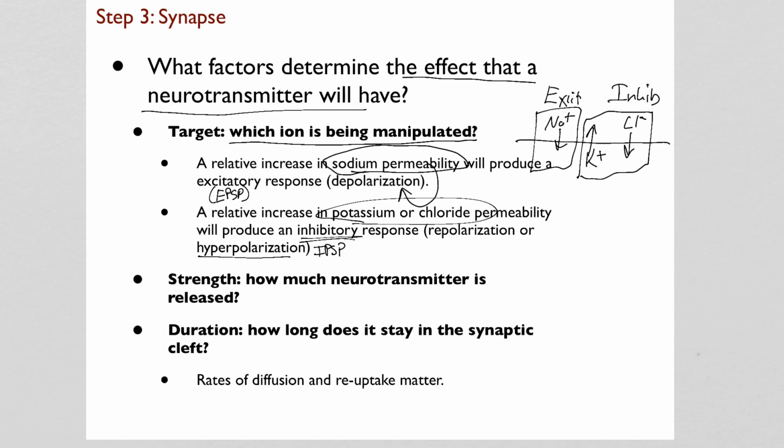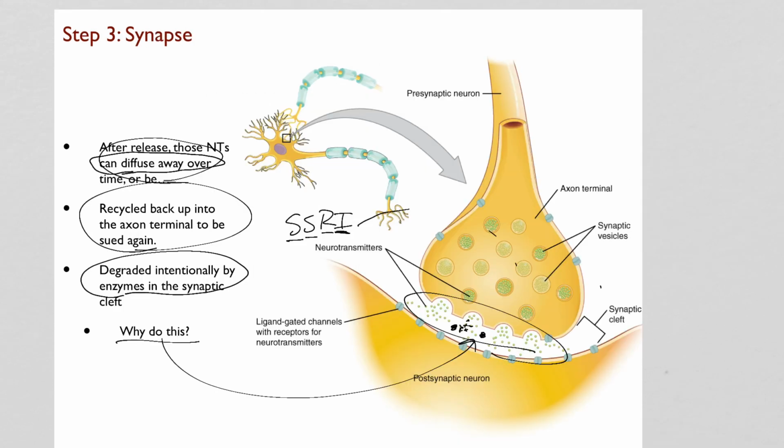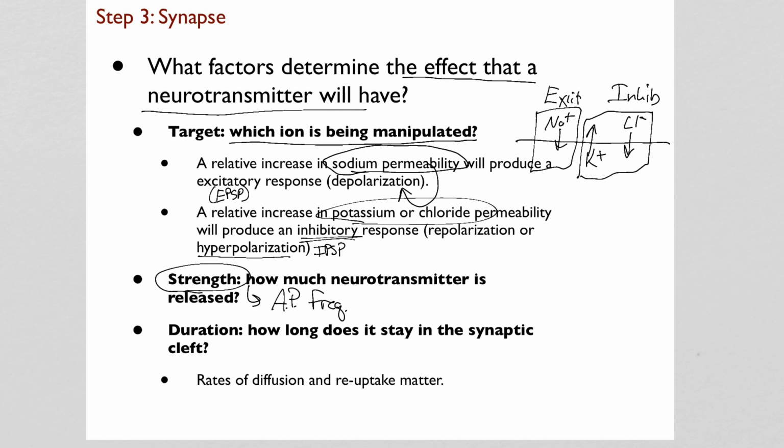From there, you can ask, how much of the neurotransmitter is released? There are a lot of variables that come into this, but the biggest one is action potential frequency. Every time an action potential comes down this axon terminal, it's going to cause those voltage-gated calcium channels to open, which is going to trigger neurotransmitter release. So if you pulse more action potentials down the axon, you get more calcium. More calcium means release more neurotransmitter. So that's the how much question.